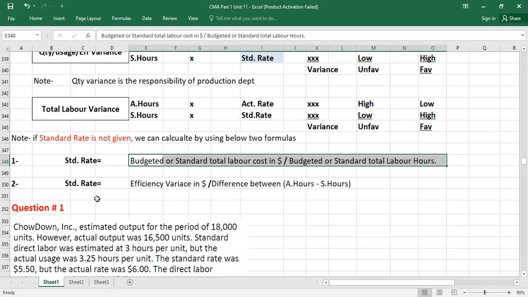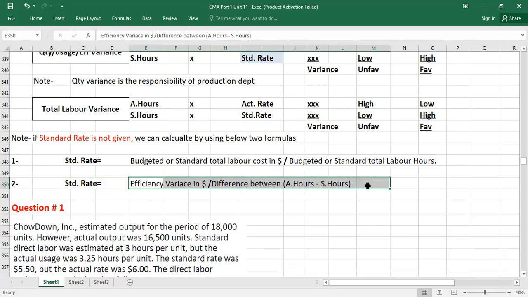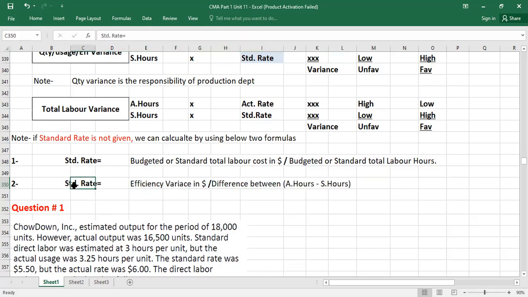The second formula to calculate the standard rate is to take the efficiency variance in dollars divided by the difference between actual and standard hours. Sometimes you will be provided in the question with the efficiency variance, the quantity variance. That variance we divide by the difference between actual hours and standard hours, so you will get the standard rate. Don't forget. Now let's move to the question.